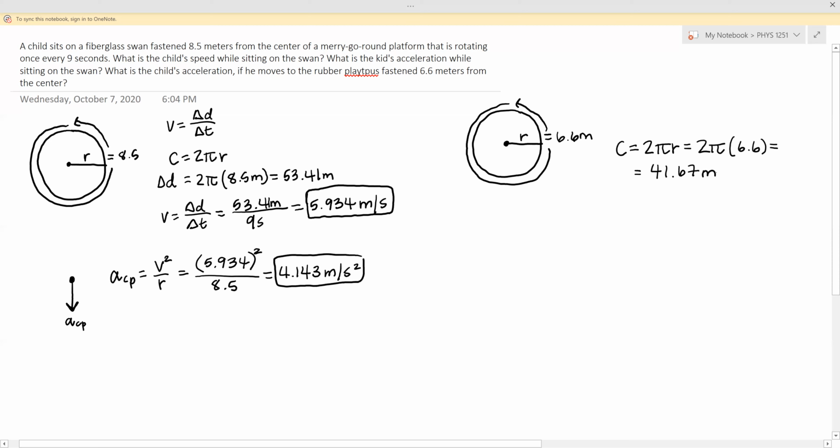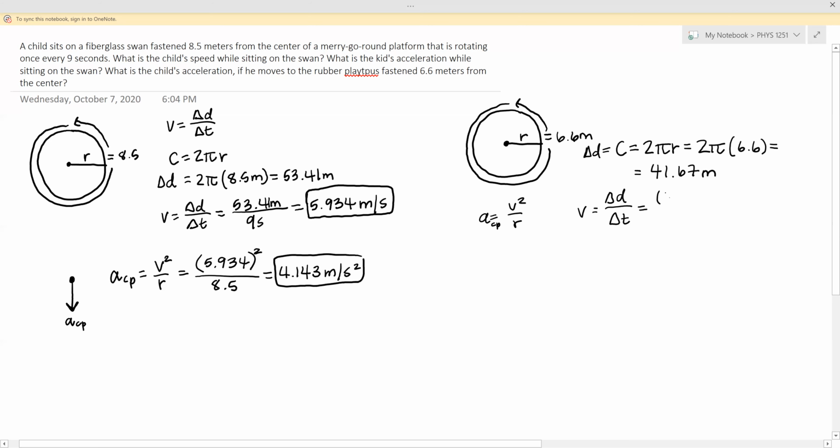41.67 meters. And so now we need to find the velocity so that we can find the acceleration, because the centripetal acceleration is equal to v squared over r. So to find velocity, it's the change in distance over the change in time. And we know the circumference is equal to the change in distance when he makes one rotation.